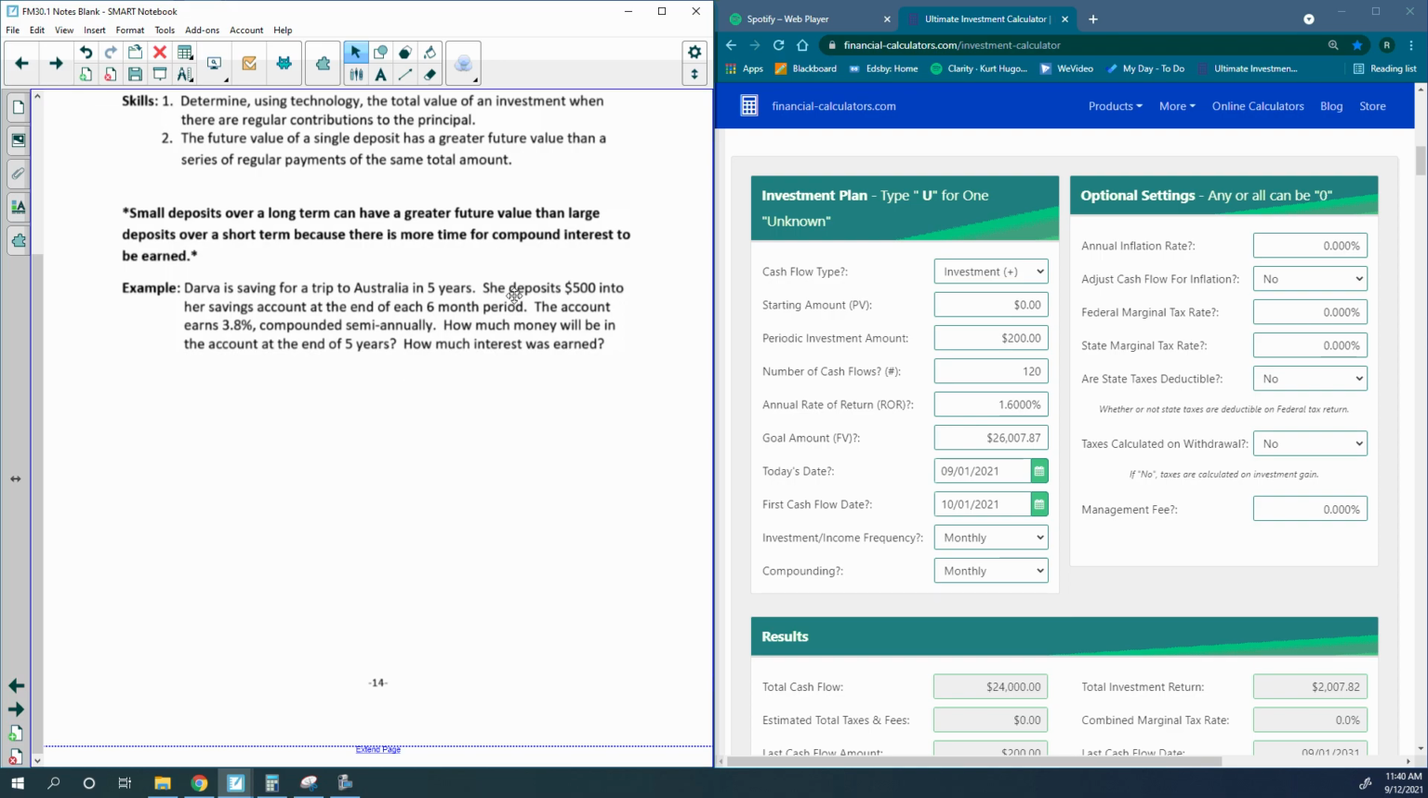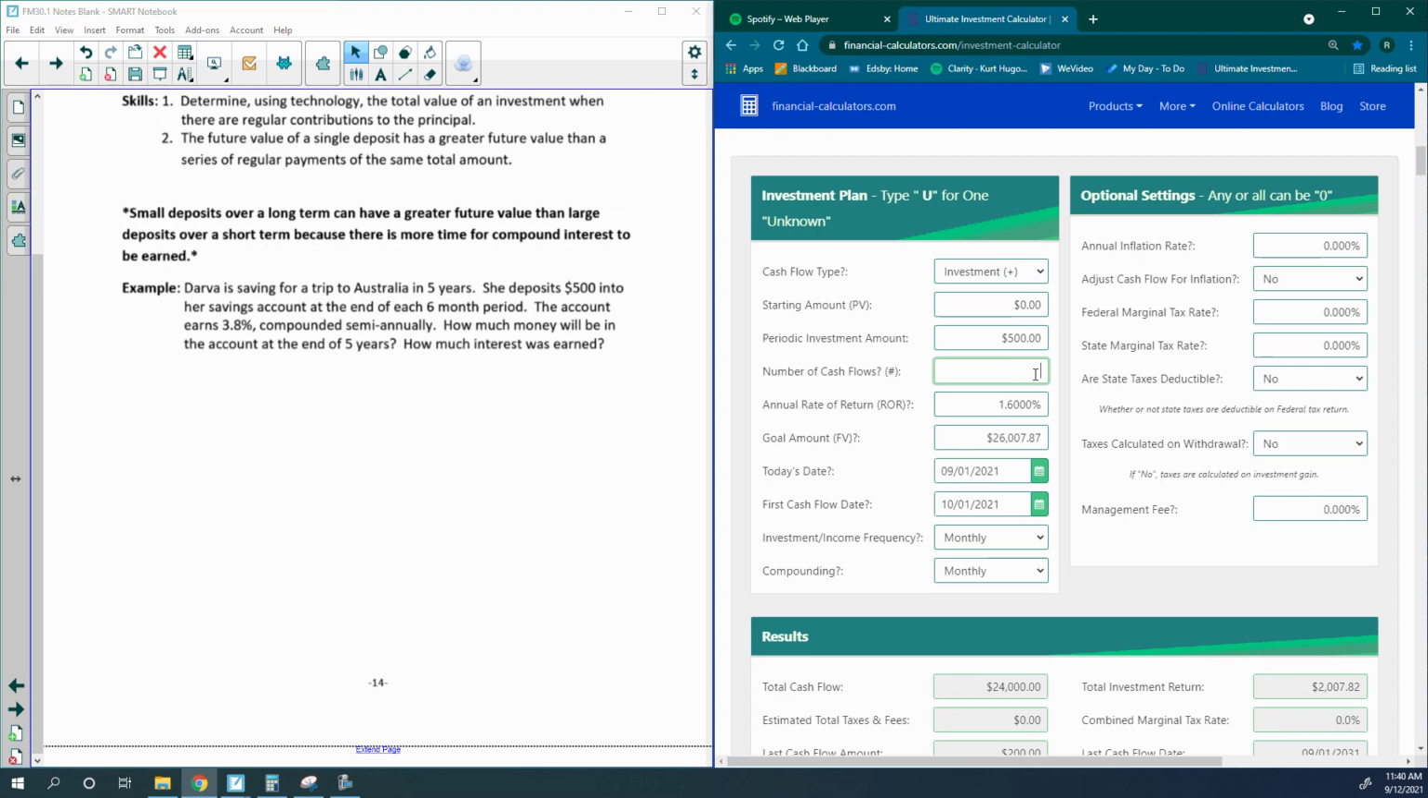So for this question, Darva is saving for her trip to Australia in 5 years. She deposits $500 into her savings account at the end of each 6-month period. So this starting amount is going to be our zero because we're not starting with anything in the account. And then after each 6 months, she's going to put $500 in. So I'm going to switch the periodic investment amount to 500.